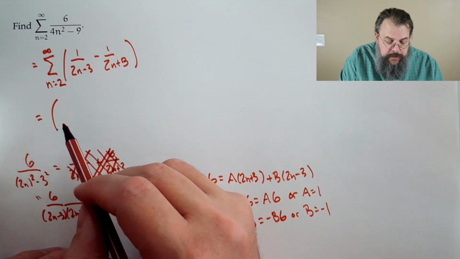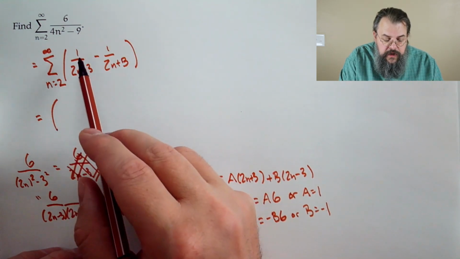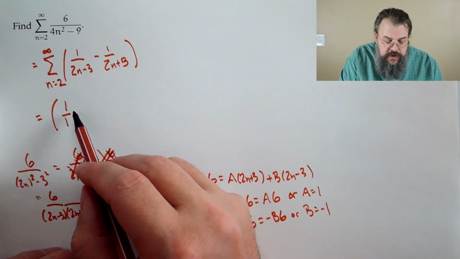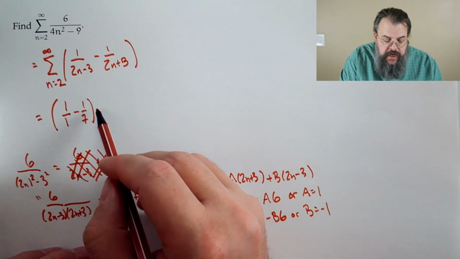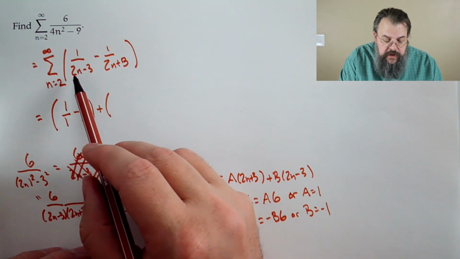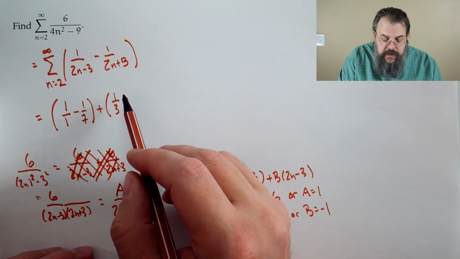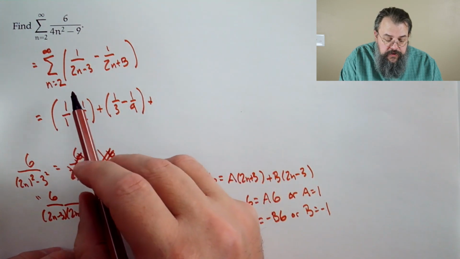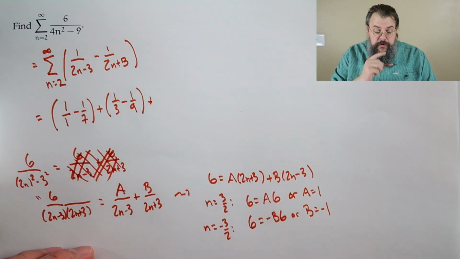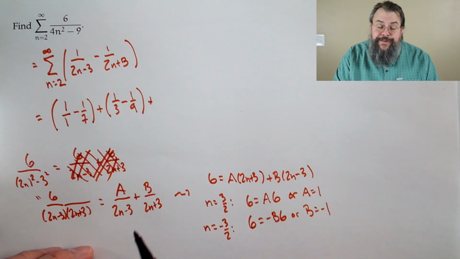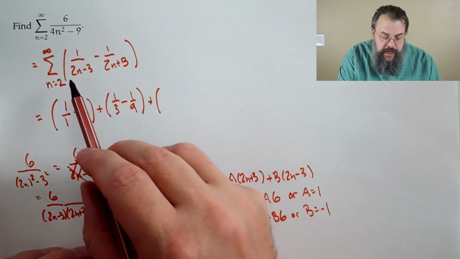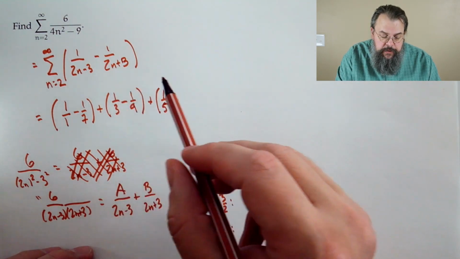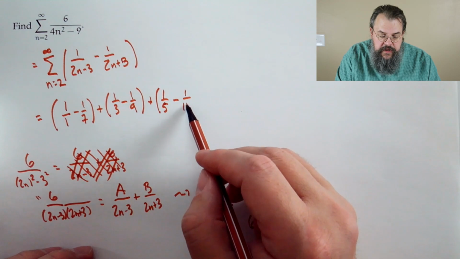We'll start by writing down the first couple of terms. When n equals 2, this would be 1 over 4 minus 3, that's 1 over 1, minus 1 over 4 plus 3, 1 over 7. Add, when n equals 3, 6 minus 3 is 3, and here 6 plus 3 is 9. N equals 4 is the next one, which would be 8 minus 3, making it 5, and then subtract, here, 8 plus 3 would be 11.